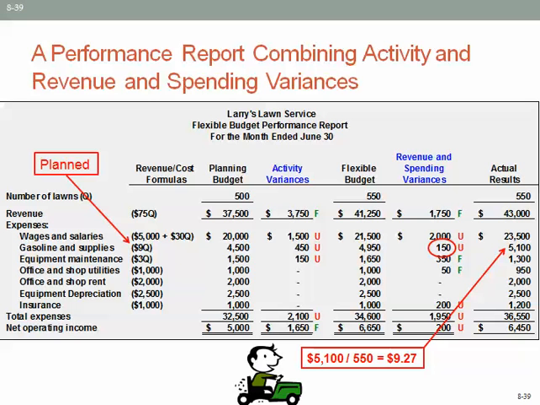And notice, if we take our $5,100 in actual expenditures for gasoline and supplies and divide it by 550 lawns, we get an average cost per lawn of $9.27, which is higher than our original planned expenditure of $9 per lawn. And this is what is driving our unfavorable spending variance. We can do a similar analysis for the other expense items on our budget report. Let's go ahead and take a look at another example.